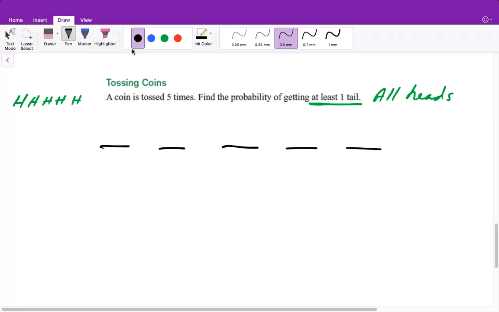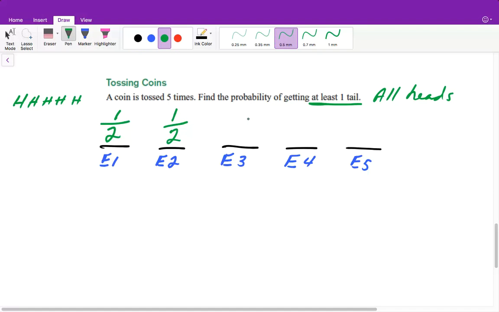just write these dashes and they can represent our event 1, so flipping our coin the first time, our event 2, our second flip, our event 3, our third flip, our event 4, our fourth flip, and our event 5, our 5th flip. So then we're going to go through and say, all right, well, what is the probability of getting a heads on our first toss? That'll be 1/2. What's the probability of getting a heads on our second toss? 1/2. Heads on our third toss, 1/2. Heads on our fourth toss, 1/2. And the 5th toss is 1/2.